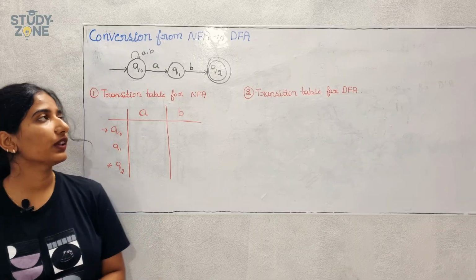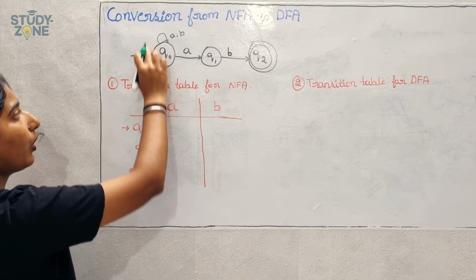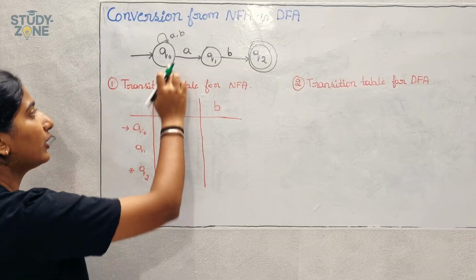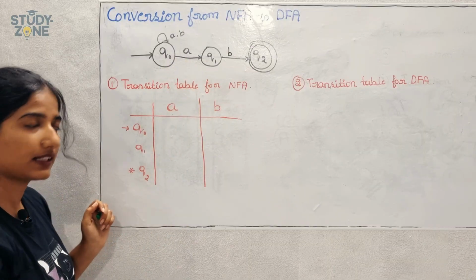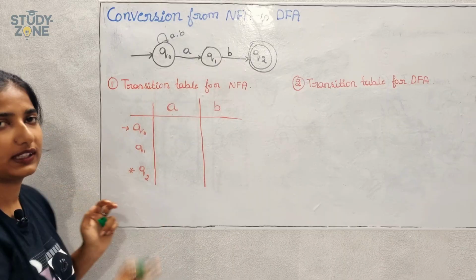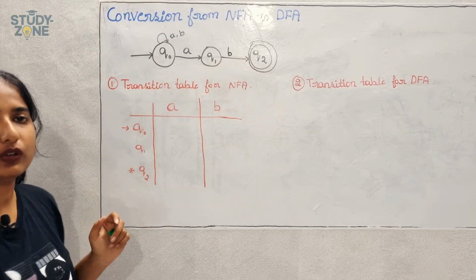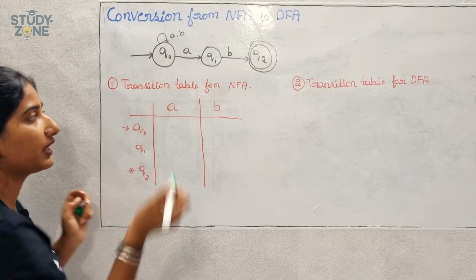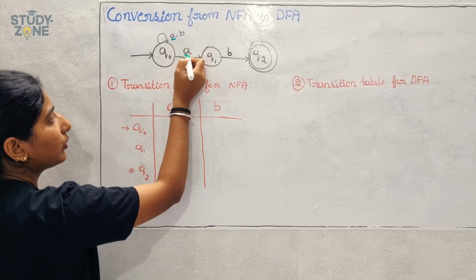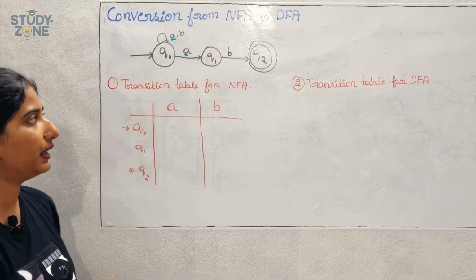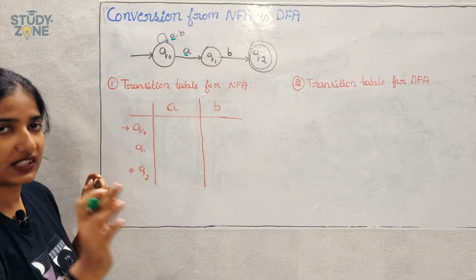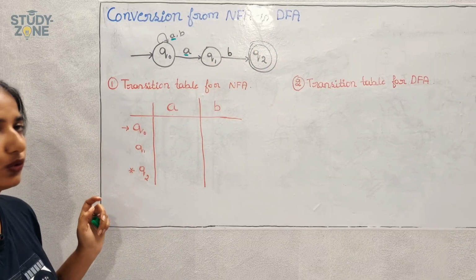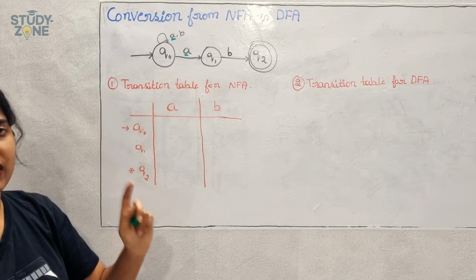So here the problem is: Q0 on A and B has one transition, it will be there in Q0 only, and Q0 on A has another transition, moving to Q1, and Q1 on B moves to Q2. So how is it different from a DFA? Here there are two transitions for the same input symbol, Q1 has no transition for A, and Q2 has no transition for A and B. This is the difference between NFA and DFA.